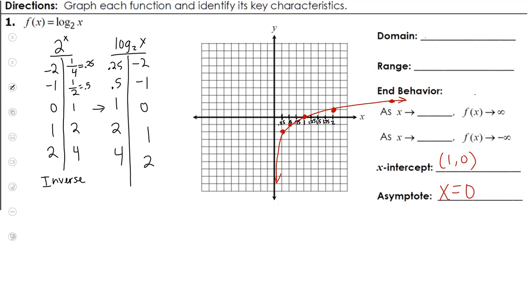Your domain goes from 0 to infinity. Your range is always going to be all real numbers for a log. It will go forever up, forever down.